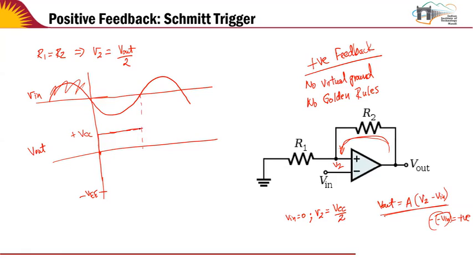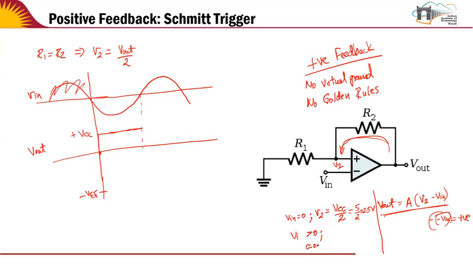What if the input starts becoming positive now? So Vn is slightly greater than 0. Let's say V2 is VCC by 2, and if VCC was about 5 volts, then this would be 5 by 2, about 2.5 volts. And supposing the input voltage is greater than 0, say approximately equal to 0.5 volts.